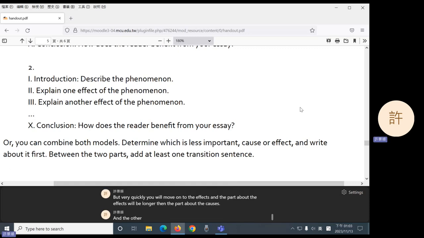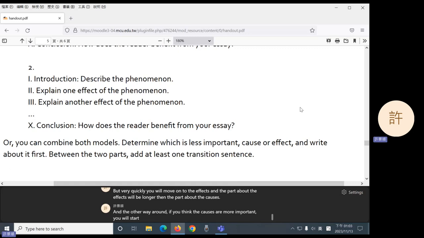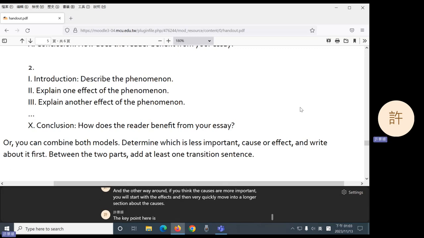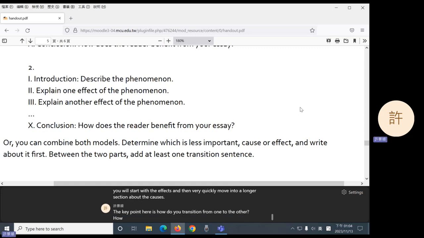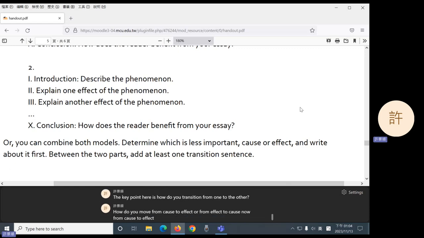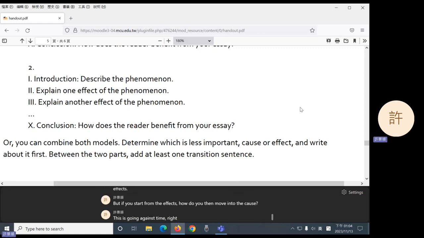And the other way around, if you think the causes are more important, you will start with the effects and then very quickly move into a longer section about the causes. The key point here is, how do you transition from one to the other? How do you move from cause to effect, or from effect to cause? Now, from cause to effect is pretty simple. Because of this, therefore this happened, and then you go into the effects. But if you start from the effects, how do you then move into the cause? This is going against time, right? The effects happen second, but you have to transition backwards in time.